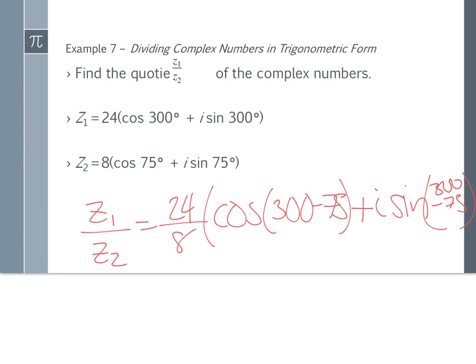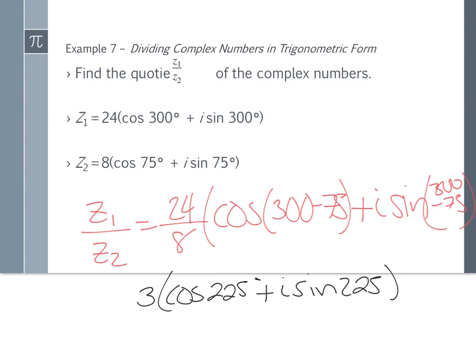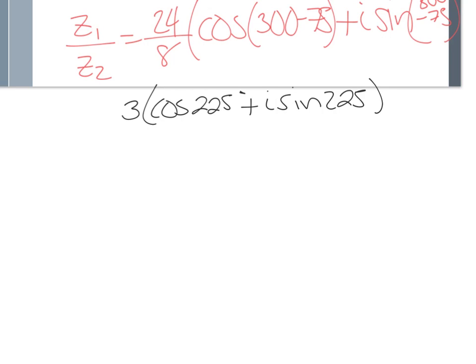And we end up with 24 over 8 is 3. 300 minus 75 is 225 degrees plus i sine 225 degrees. When we simplify that, we're going to get 3 cosine at 225.